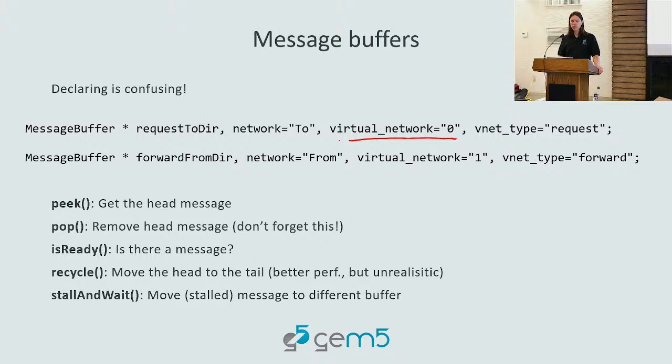Then there's stall and wait, which is more realistic. With stall and wait, you take that entry at the top of the buffer, put it in another buffer, and then at some time in the future, wake it up and put it back on the incoming message buffer. This is more realistic about how caches actually implement things, but then you have to get right when you need to wake everything up in that stall buffer, which can be quite subtle, especially for replacements.